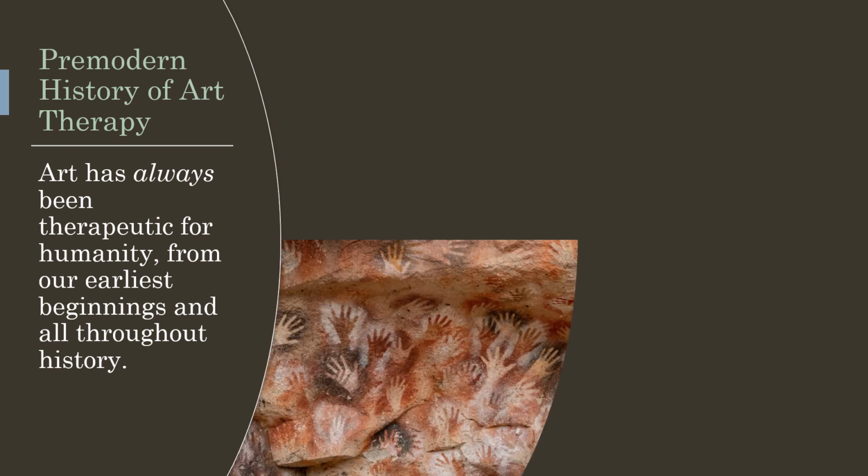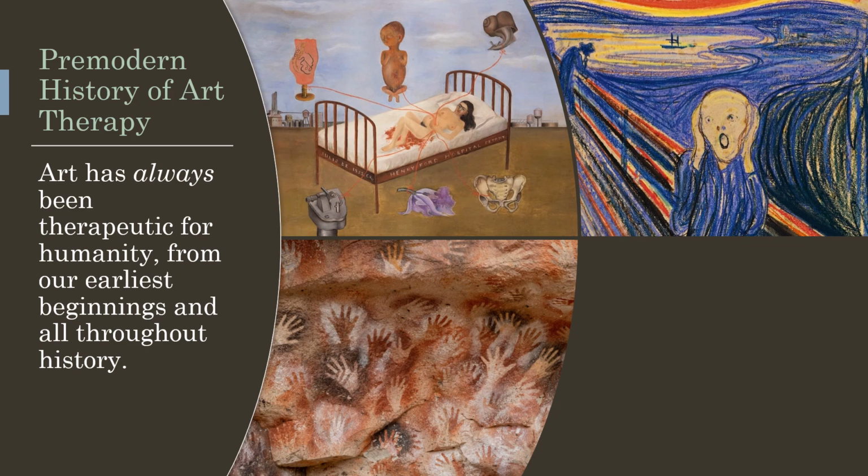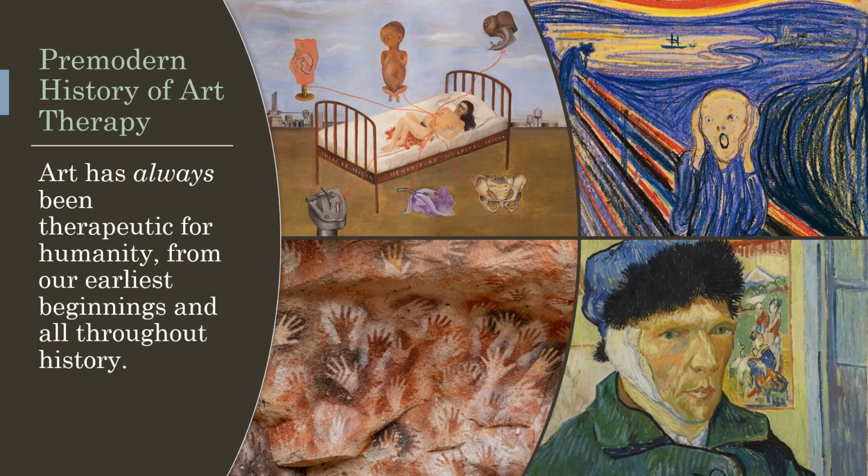So where did art therapy get started? A key point to remember is that art has always been therapeutic for humanity from our earliest beginnings and all throughout history. I've just gathered some examples here. For example, even cave drawings from our ancient ancestors show that art has always been close to the human spirit. This is a very famous piece of art by Frida Kahlo. It's called the Henry Ford Hospital, and it shows her just after having a miscarriage. This is Edvard Munch's The Scream, and this is a portrait of Vincent van Gogh. All three of these pieces, while they are somewhat contemporary, really show this message that art can be a form of therapy. It is almost always for artists a way for them to work through their feelings or any traumas that they may be experiencing.